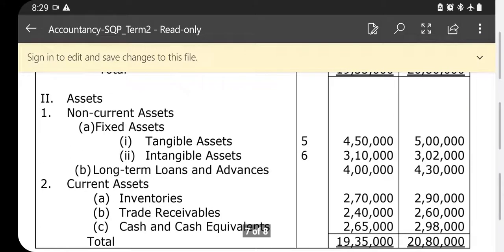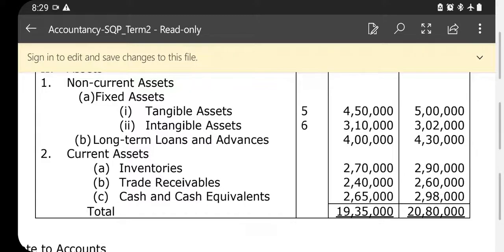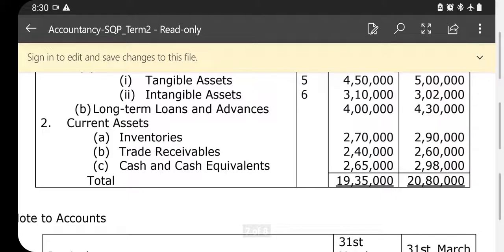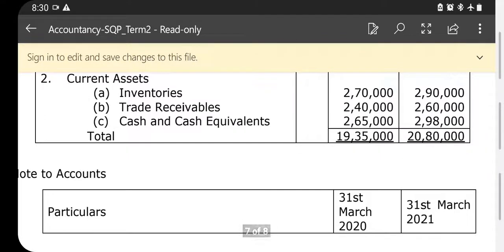Roman 2, assets. 1, non-current assets, fixed assets, tangible assets, note number 5, 4 lakhs 50,000, 5 lakhs. Second point, intangible assets, note number 6, 3 lakhs 10,000, 3 lakhs 2,000. B, long-term loans and advances 4 lakhs 30,000. So second point, current assets. A, inventories 2 lakhs 70,000, 2 lakhs 90,000. B, trade receivables 2 lakhs 40,000, 2 lakhs 60,000. C, cash and cash equivalents 2 lakhs 65,000, 2 lakhs 98,000. Total assets 19 lakhs 35,000, 20 lakhs 80,000.